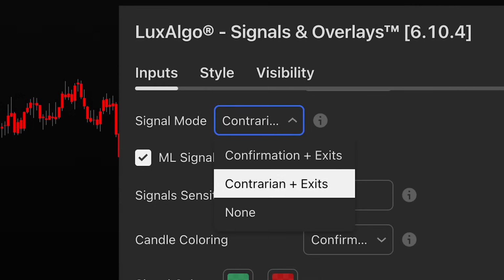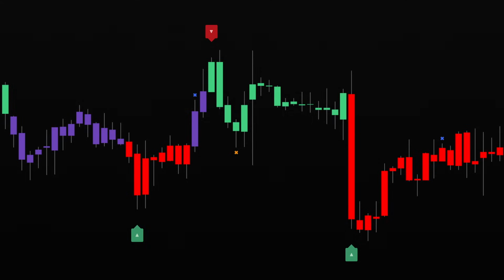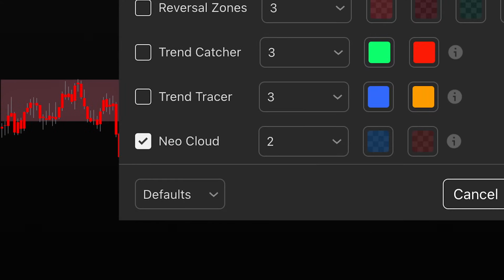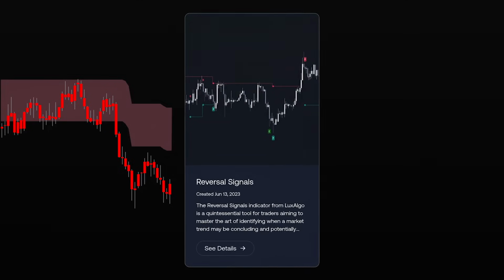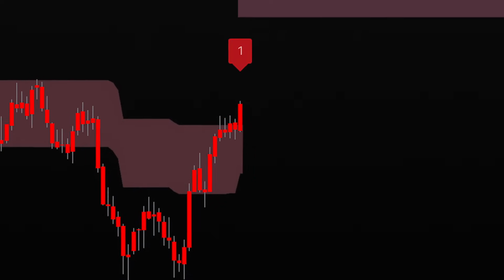For this example, we're using the Signals and Overlays toolkit in contrarian mode, which is particularly effective for identifying market tops and bottoms. To enhance it further, we're also layering in the Neo Cloud filter, so we're only locking in trades that align with the short bias. If you don't have access to the toolkit, you can still apply our free reversal signals indicator as an alternative confirmation method. Once we see a reversal signal on the lower time frame, we simply adjust our stop loss accordingly and let the trade play out. This multi-timeframe approach helps maximize the strength of the setup while improving your entry accuracy and trade management.